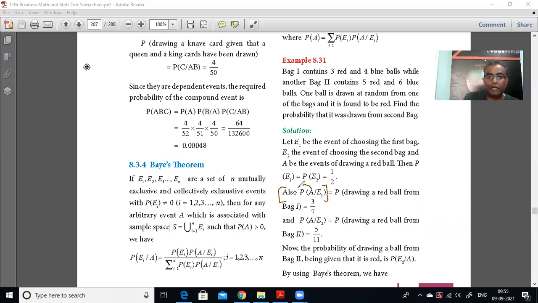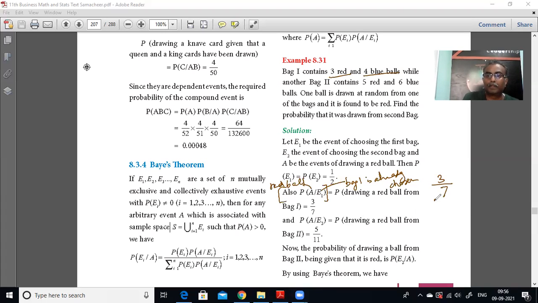P of choosing a red ball, given that bag 1 has been chosen. Bag 1 is already chosen, so this fellow has put his hand inside bag 1 already. Then what is the probability that he pulls out a red ball? How many red balls are there inside bag 1? Only 3 red balls are there. There are blue balls too. So that probability is 3 by 7.